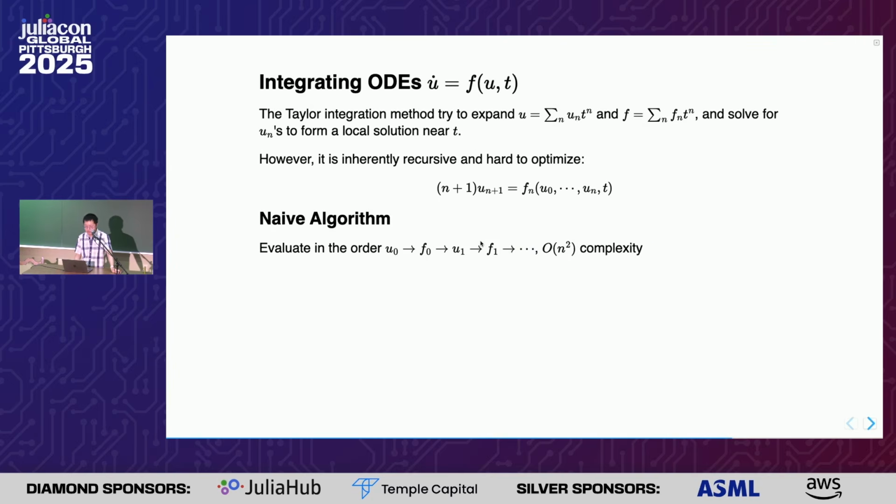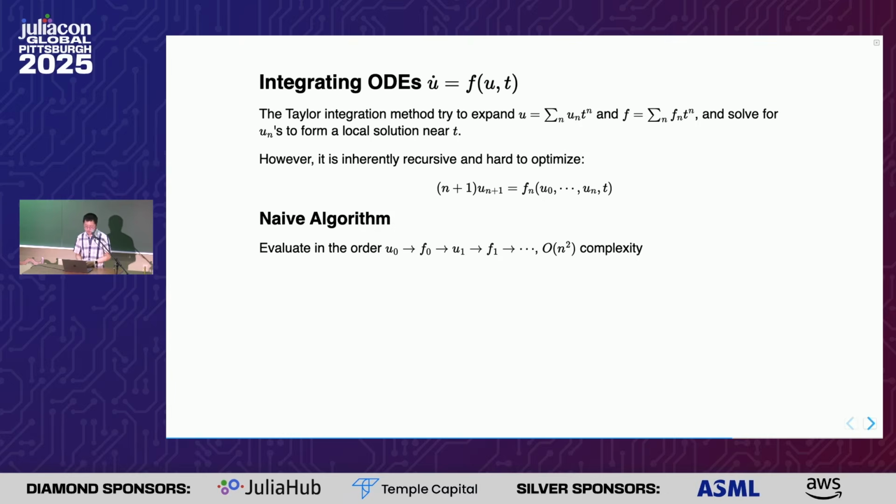Okay, and it can also be applied in the context of ODEs. For example, we have an ODE defined as u dot is f of u and t. There is a method called Taylor integration, which tries to expand u as a Taylor series and f as a Taylor series, and you plug into the ODE and determine, for each order of t, that the coefficient at the left-hand side should be equal to the coefficient at the right-hand side.